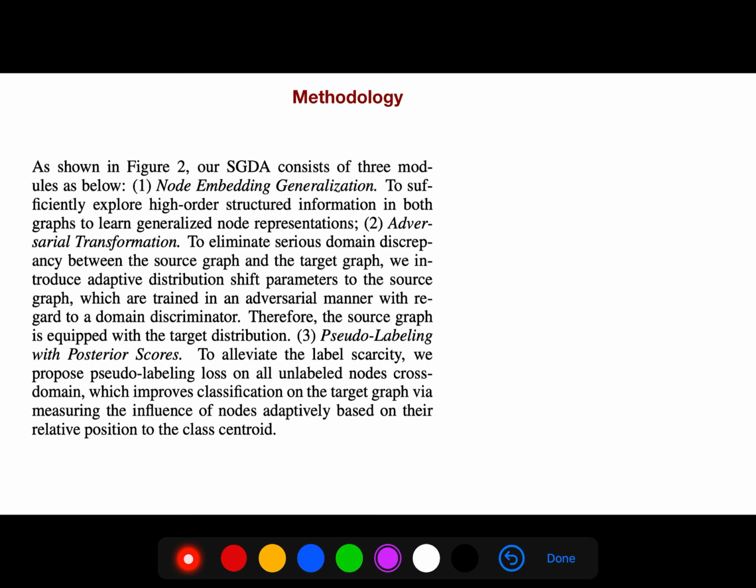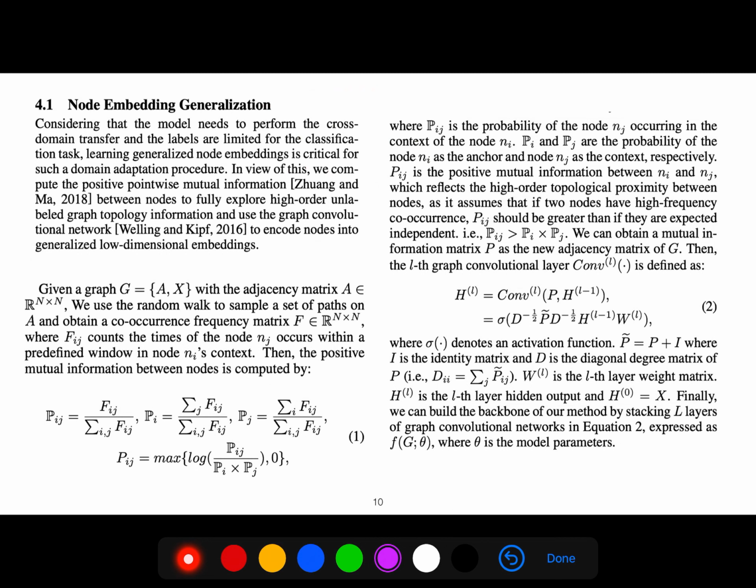So we have three modules: node embedding generalization, to sufficiently explore high-order structured information in both graphs to learn generalized node representation. The second one, adversarial transformation. And the third one is pseudo-labeling with posterior scores. So we propose a pseudo-labeling loss on all unlabeled nodes across domains, which improves classification on the target graph. We are measuring the influence of nodes adaptively based on their relative position to the class centroid.